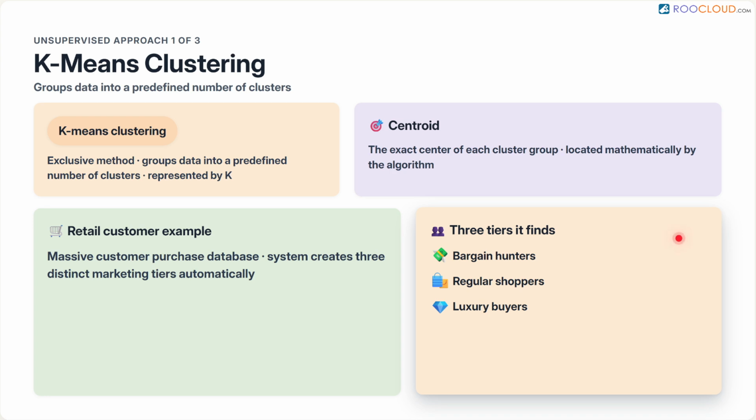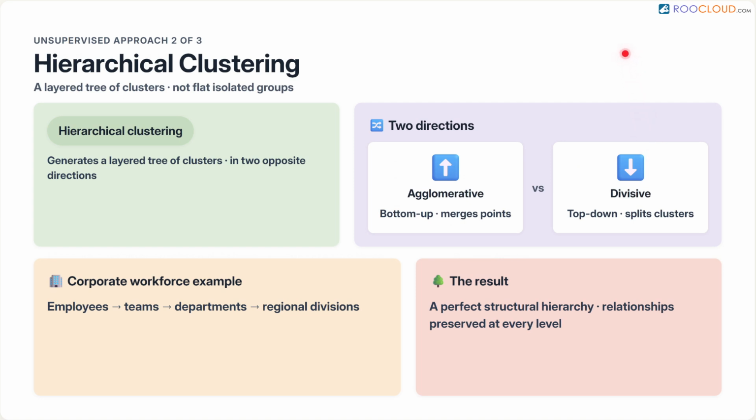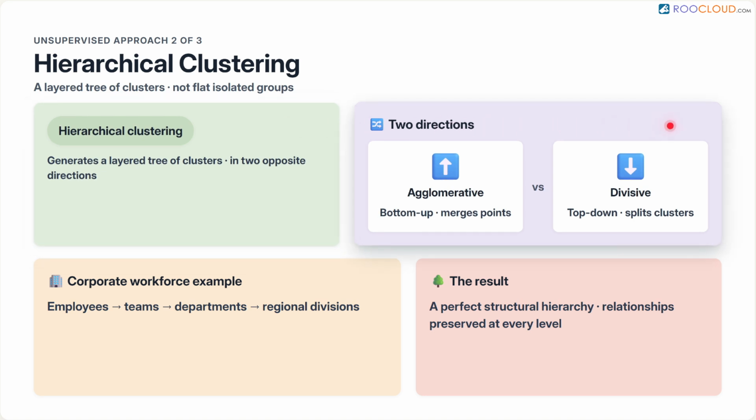The second approach is hierarchical clustering. Instead of flat, isolated groups, this generates a layered tree of clusters. It can work from the bottom up by merging individual data points, which is the agglomerative approach. Or it can work from the top down by dividing one massive cluster into smaller pieces, which is the divisive approach.